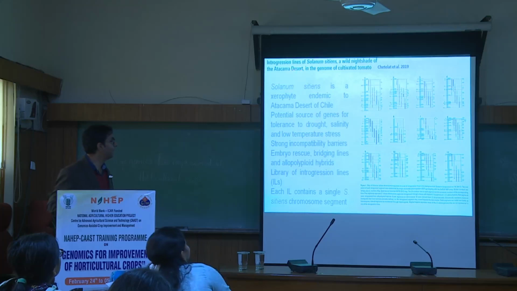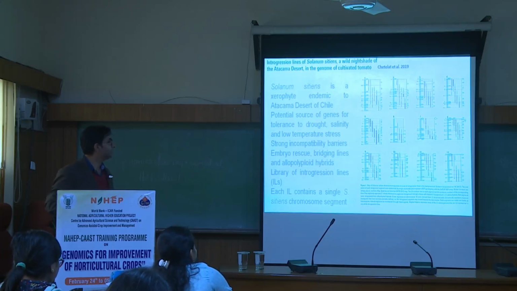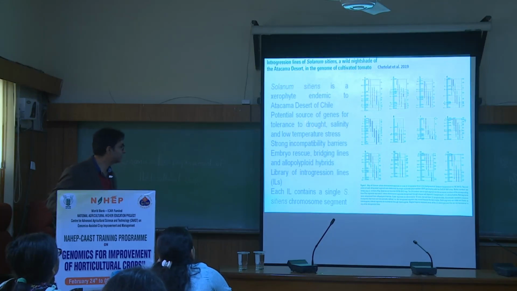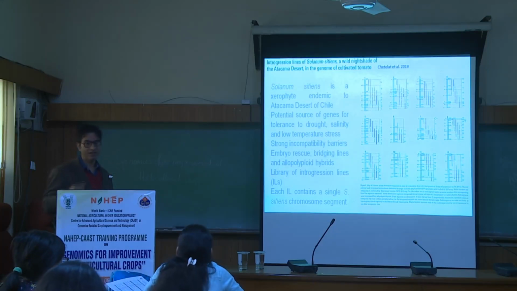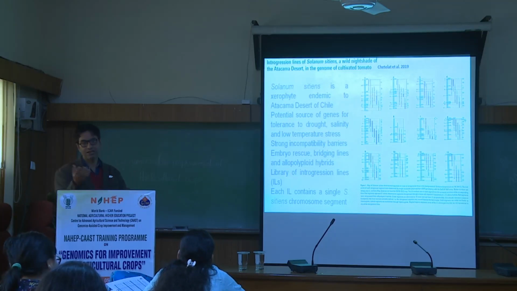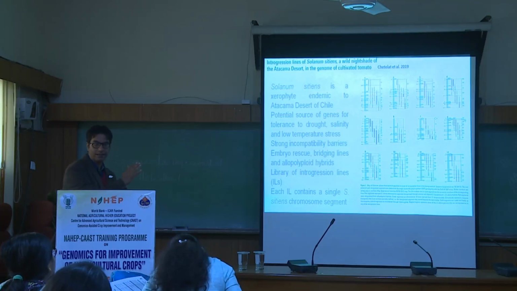For that, there is a paper, this is the latest paper by Chettilat in Solanum sitiens. It is a potential source of genes for tolerance to drought, salinity, low temperature stress. There are incompatibility barriers. I showed you monosomic addition lines, they have made introgression lines. They are very lucky, they have the genome sequence. You have to just sequence these introgression lines, see the reference genome, and then see whether it has come from this and that. What is the part of Solanum sitiens in this? What are the SNP markers you can use to get that part?